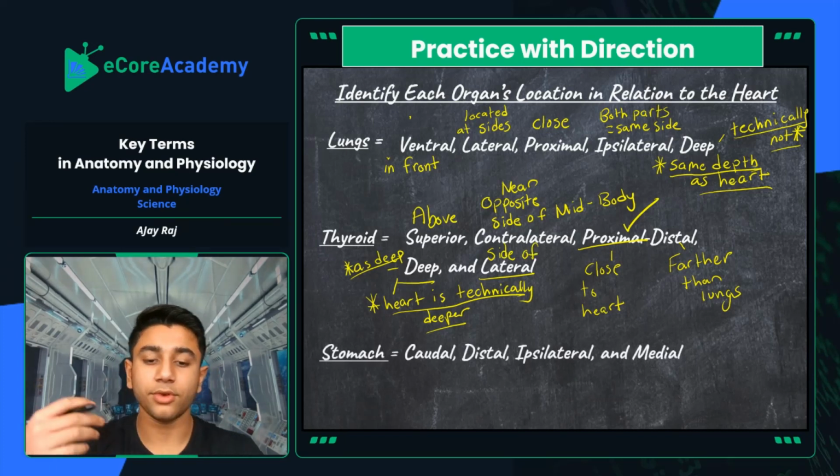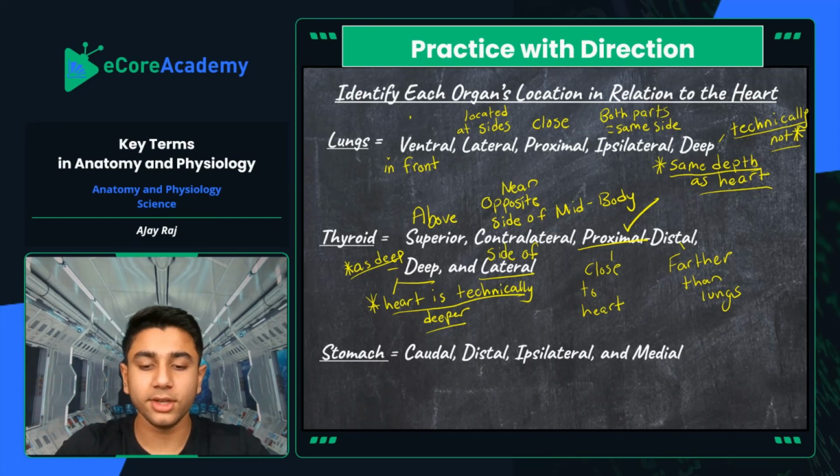And then, of course, we have our stomach. So this is another major organ, and that's going to be considered caudal, distal, ipsilateral, and also medial. So what do I mean by caudal? Caudal is another way of saying basically below. So the stomach is considered below. Remember, we said that inferior or caudal is actually located below. So in this case, the stomach is located much below the heart.